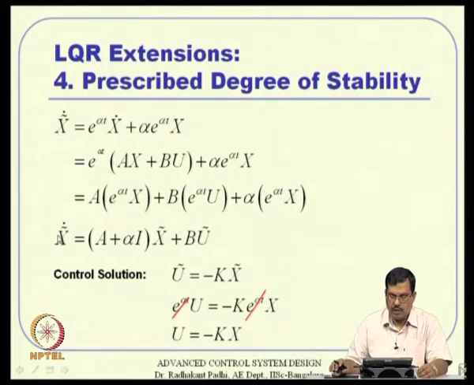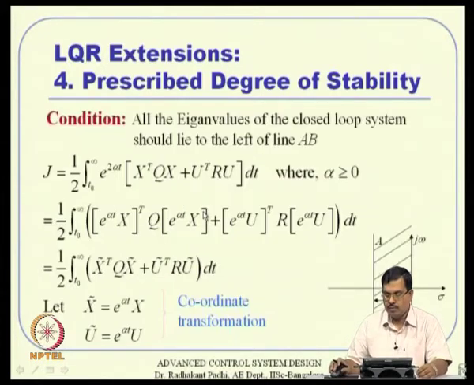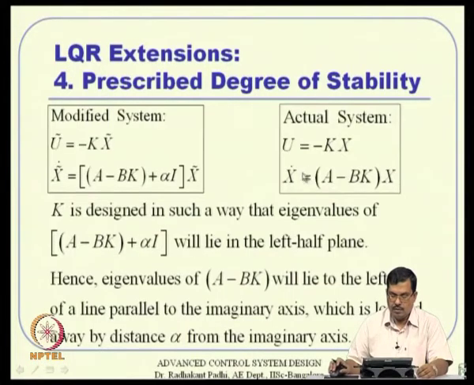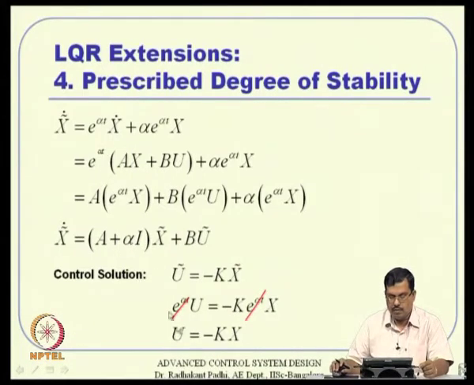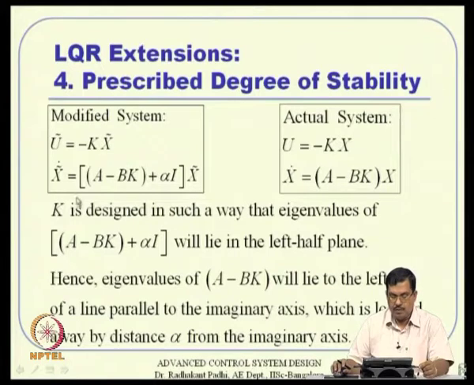Now, how are the eigenvalues shifting? I mean, getting shifted from the imaginary axis to this boundary, left of AB. Let us see how that happens. You can see that the modified system is like this: u tilde is minus K x tilde, so x tilde dot is something like this. The actual system is like that. So, what do you see? The entire formulation, the way this gain matrix and other things are defined, guarantees asymptotic stability for this system dynamics. That means, for this particular system the closed loop eigenvalues are situated left of the imaginary axis.